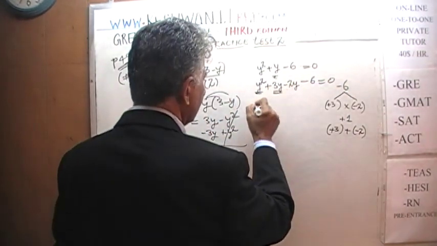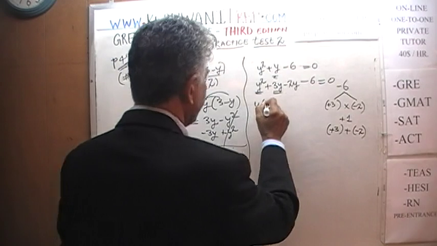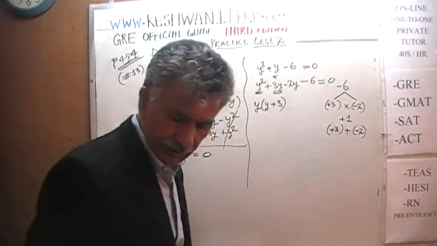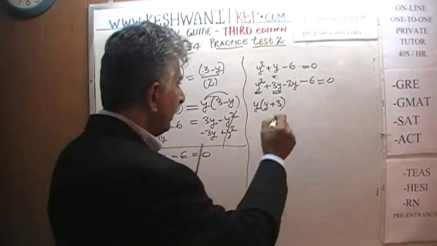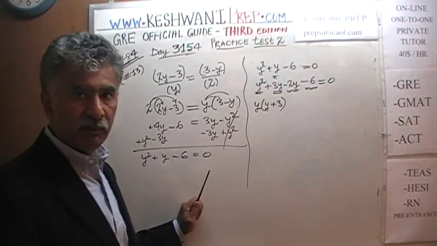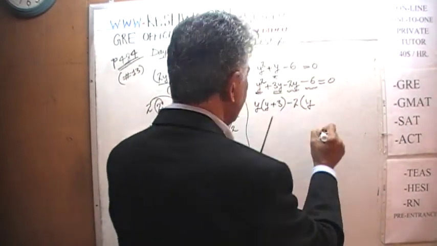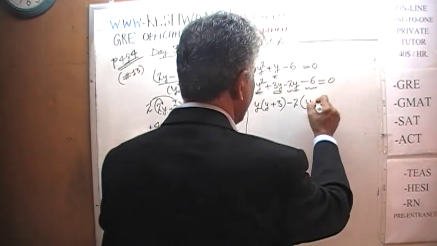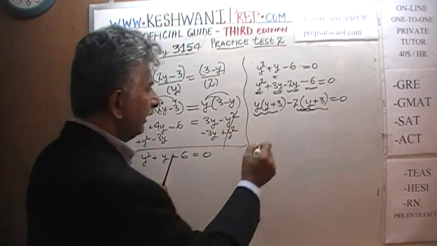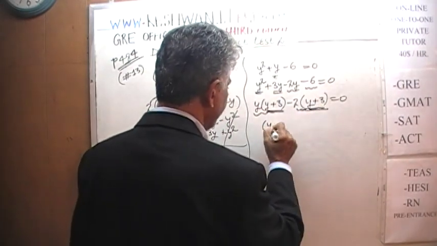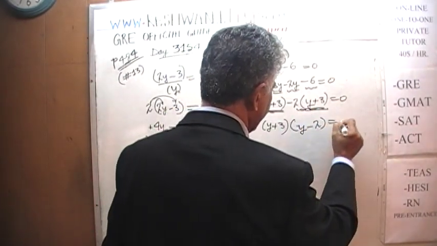Let's look at these two terms. These two terms have y as a common factor. Let's take it out. Now we look at the other two terms, negative 2y and negative 6. Is there anything common in there? Yes, the common factor is negative 2. Let's take it out. When we take out negative 2, we end up with y here, and what number times negative 2 gives us negative 6? The answer is positive 3. Now we look at this quantity and this quantity, and we find that they have y plus 3 as a common factor. Let's take out y plus 3. When we take out y plus 3, we're left with y here and a negative 2 here. And that has to be equal to 0.